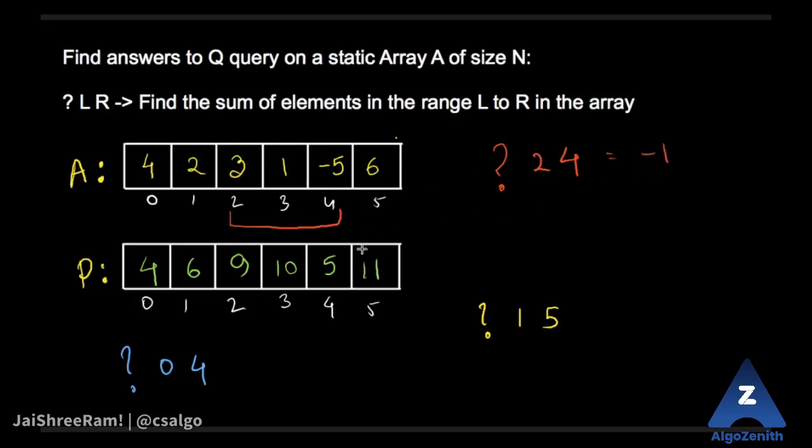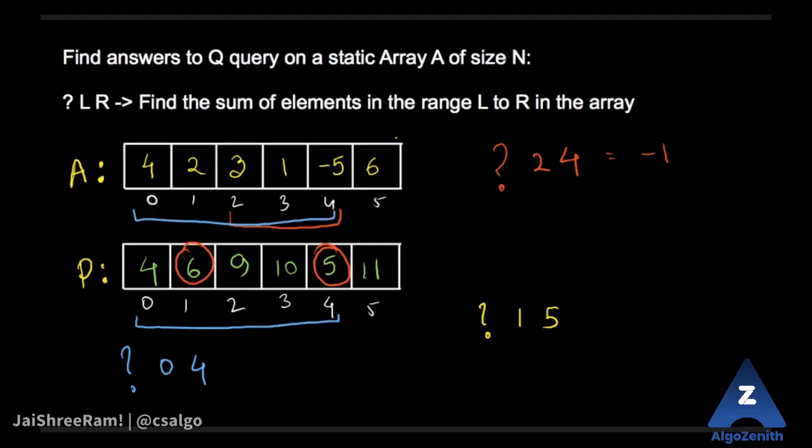One more way we can find this value is by using this element and this element. How? This element over here stores the sum up to this range in the original array. This 5 is the sum of all these elements.